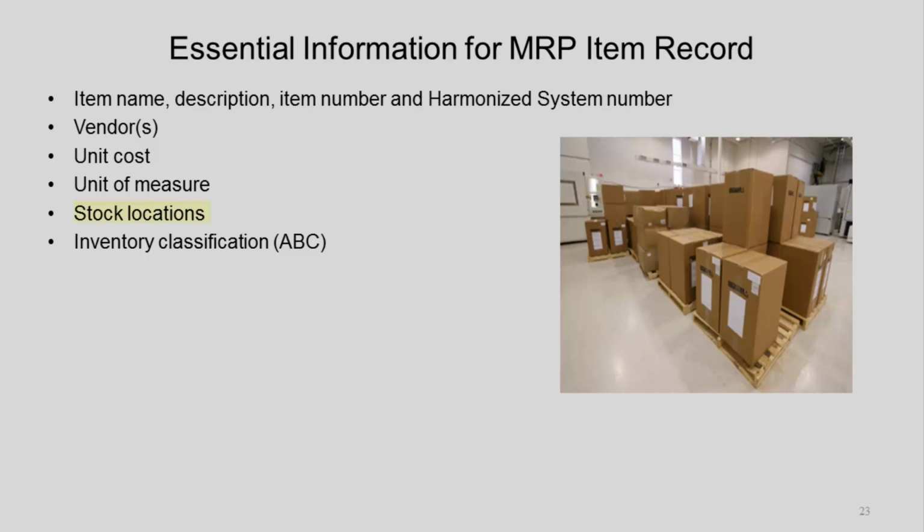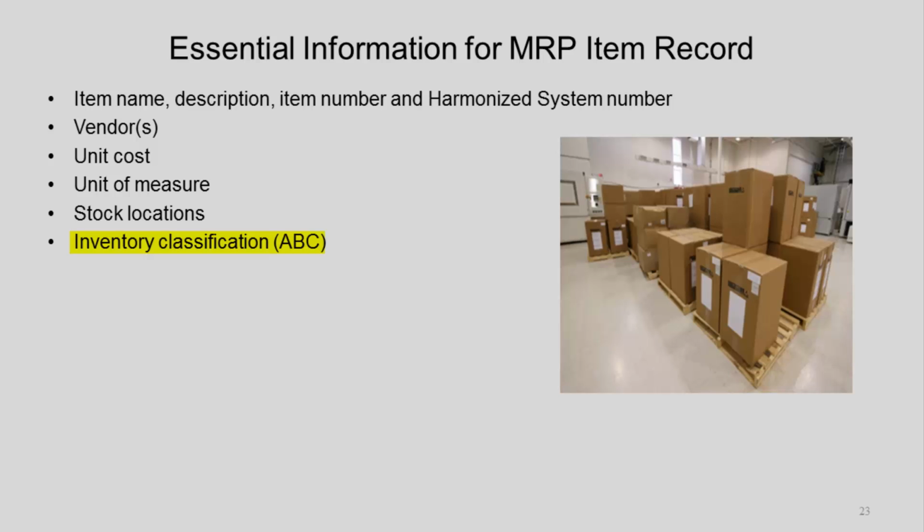We also need stock locations. So if we're in a situation where we're a global manufacturer and we have factories in 6 places around the world, we need to know where this particular raw material is being stocked. Where is it? We'll also need to know its inventory classification, what's referred to as ABC.